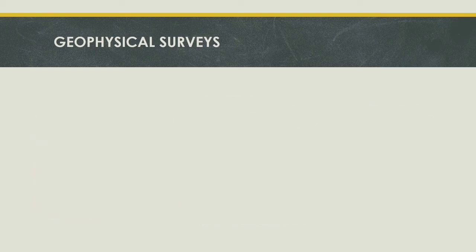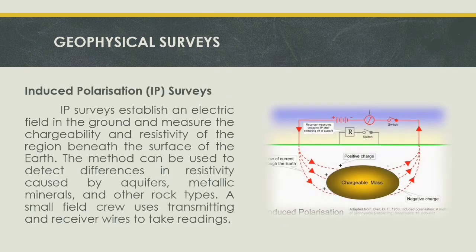Induced polarization surveys. IP surveys establish an electric field in the ground and measure the chargeability and resistivity of the region beneath the surface of the Earth. The method can be used to detect differences in resistivity caused by aquifers, metallic minerals, and other rock types. A small field crew uses transmitting and receiver wires to take readings.